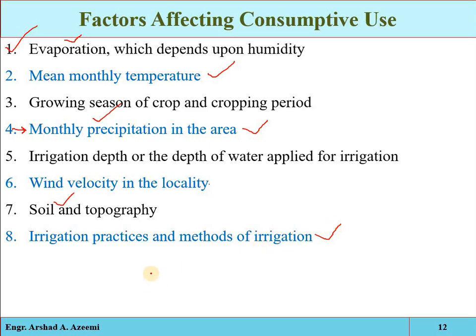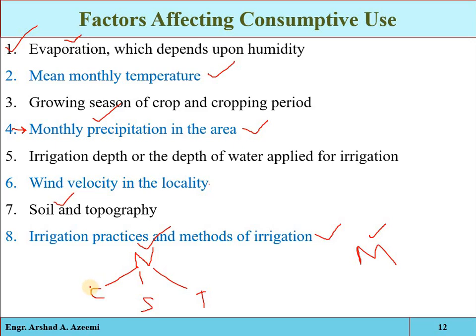And also we can say that the factors which affect the consumptive use can be classified into two categories. One is the natural factor, and the second is the management factor. The management factors can be controlled by human beings, and the natural factors are not in our control. In the natural factors there is the climatic condition, the soil type, and the topography. So topography, soil type, and climatic condition are the natural conditions which affect the consumptive use.